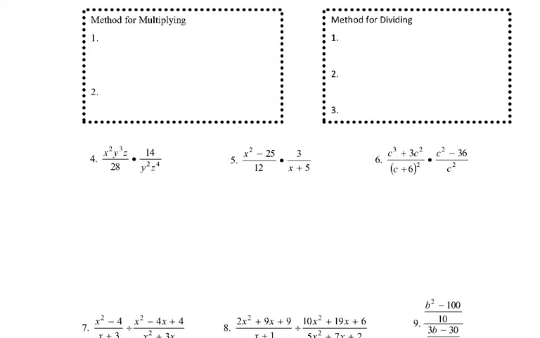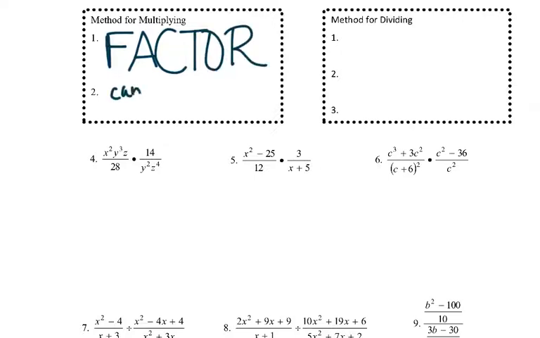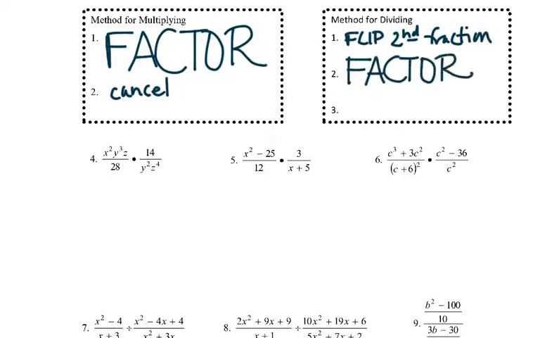When we have rational expressions, our method is going to be first we factor, then we cancel. And I'm purposely writing factor really big and cancel really small. Everyone wants to cancel. Cross it out, cross it out, cross it out. But first we must factor before we cancel. And then when we divide, we flip the second fraction. And then we factor. And then we cancel. So we flip, factor, cancel.